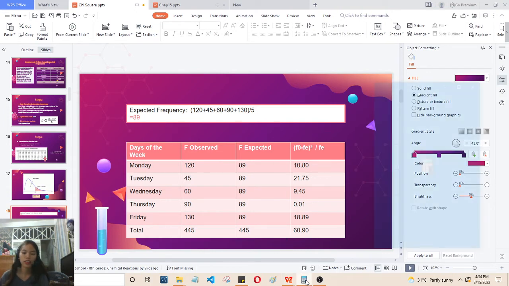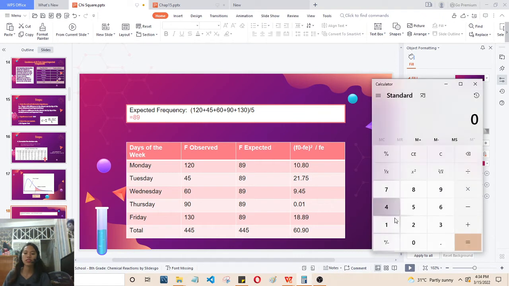Now let's get our calculator. We have it here. The formula will be observed frequency minus expected frequency, quantity squared, divided by expected frequency. Starting at Monday, our observed is 120 minus our expected, which is 89, quantity squared divided by our expected, which is 89. We have 10.80. For Tuesday, we have 45 minus our expected, which is 89, quantity squared divided by expected, which is 89.